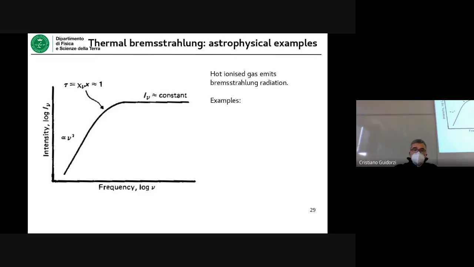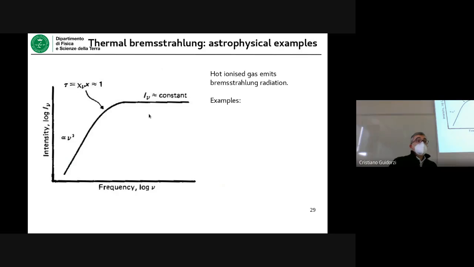Okay, this is just a qualitative example of what I just told you. You see, tau here is the turnover frequency, the frequency at which the corresponding optical depth changes from negligible with respect to 1 to much larger than 1. And indeed, this is the Rayleigh-Jeans regime, so it has to scale with nu squared. This is, for example, as I said, the case of a hot gas.